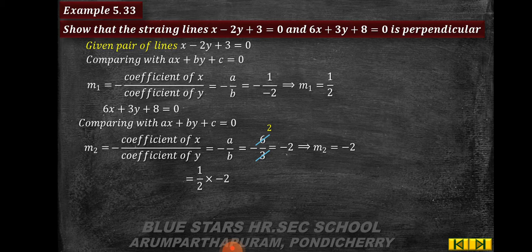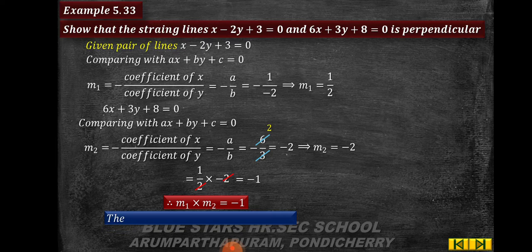So now you get m1 as 1 by 2 and m2 as minus 2. If you multiply the two slopes, you get the answer minus 1, which means the two given lines are perpendicular. So 1 divided by 2 into minus 2, obviously you get minus 1. Therefore, m1 into m2 is equal to minus 1. Therefore, the given two lines are perpendicular.